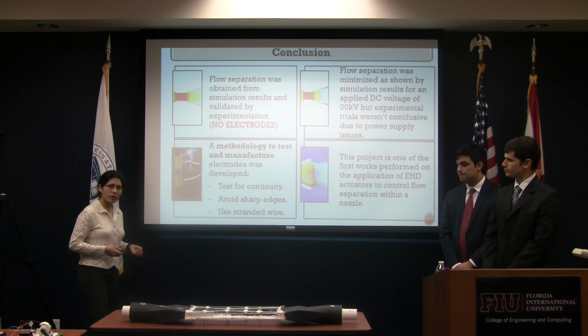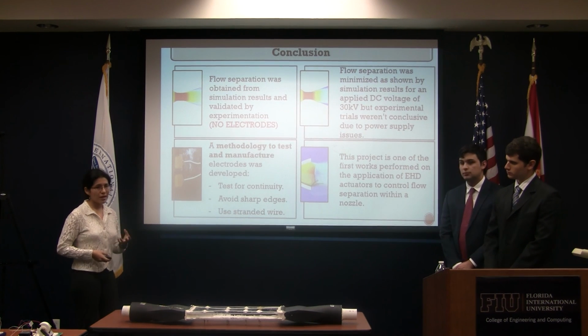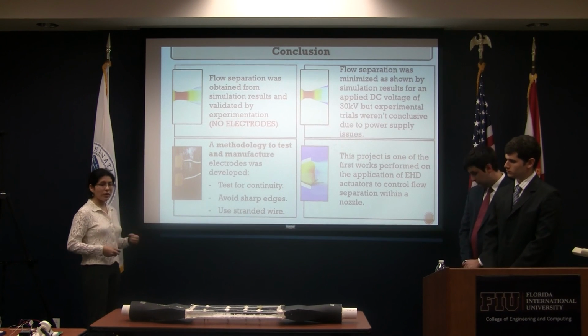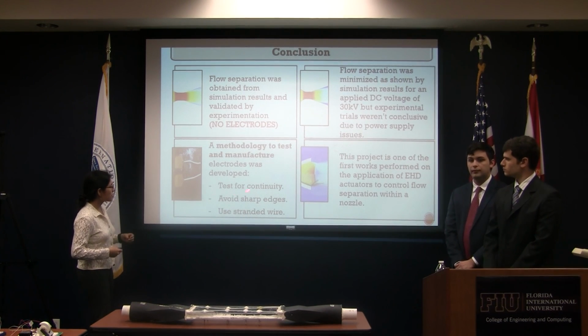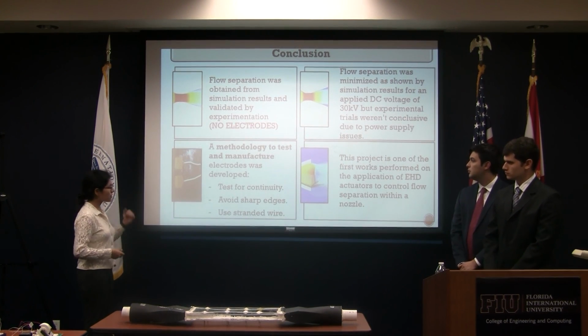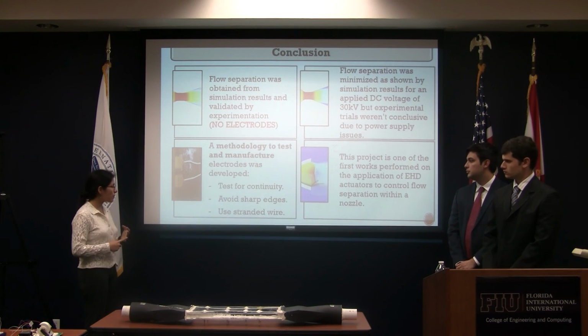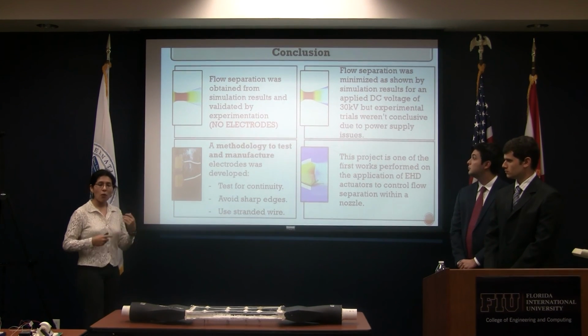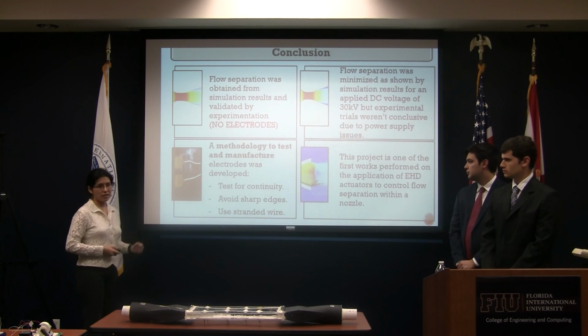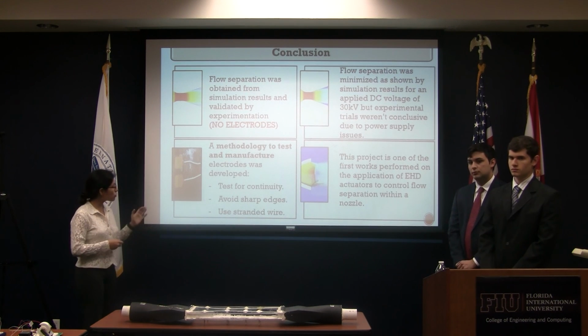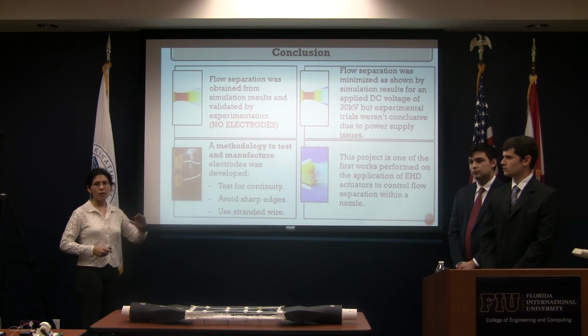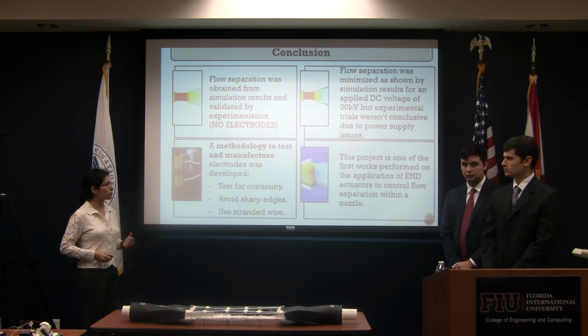Next, we also were able to develop a methodology to test and manufacture electrodes. We have three necessary conditions that have to be followed. First, test for continuity, avoid sharp edges, and use stranded wire. Why? Because if you follow these three steps, you are making sure that you're going to have a uniform electric distribution across the surface of the electrode.